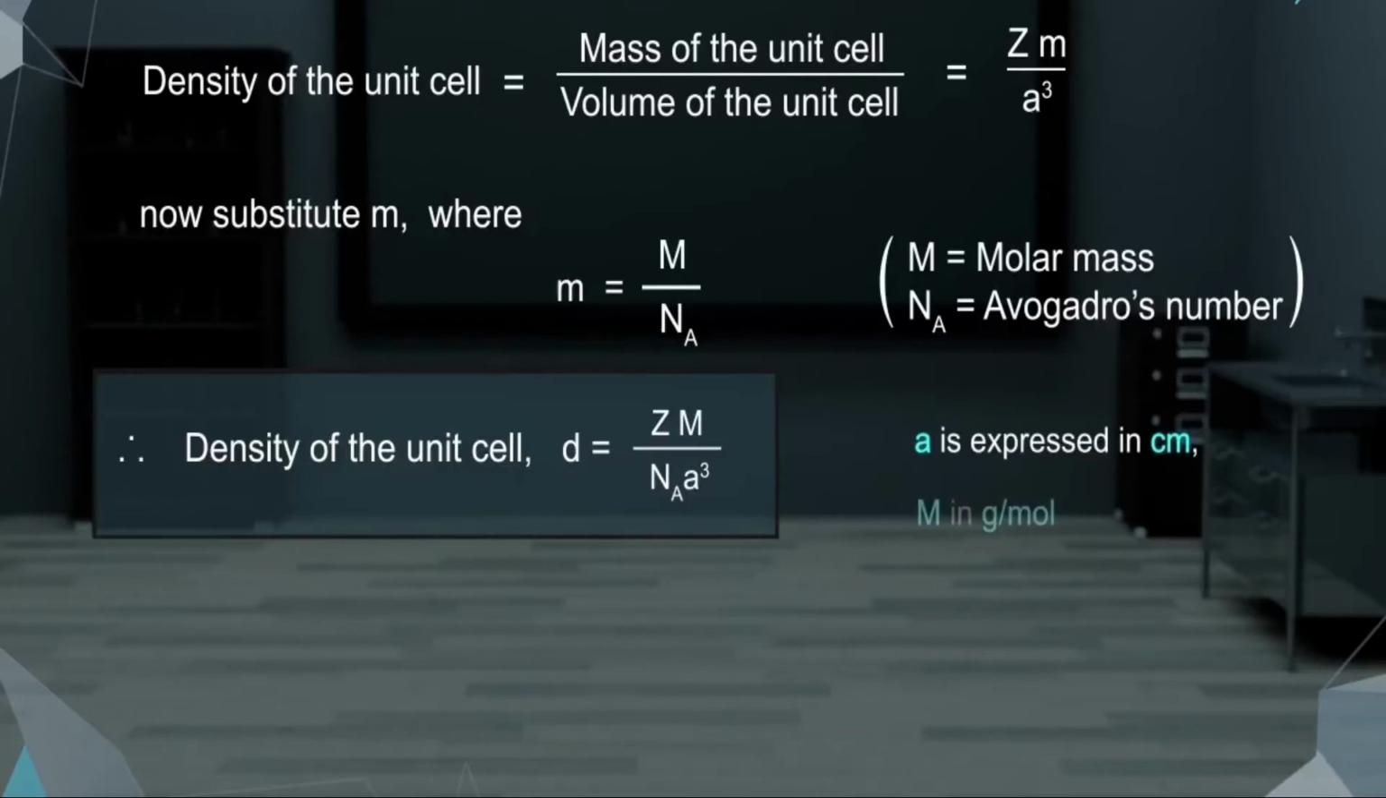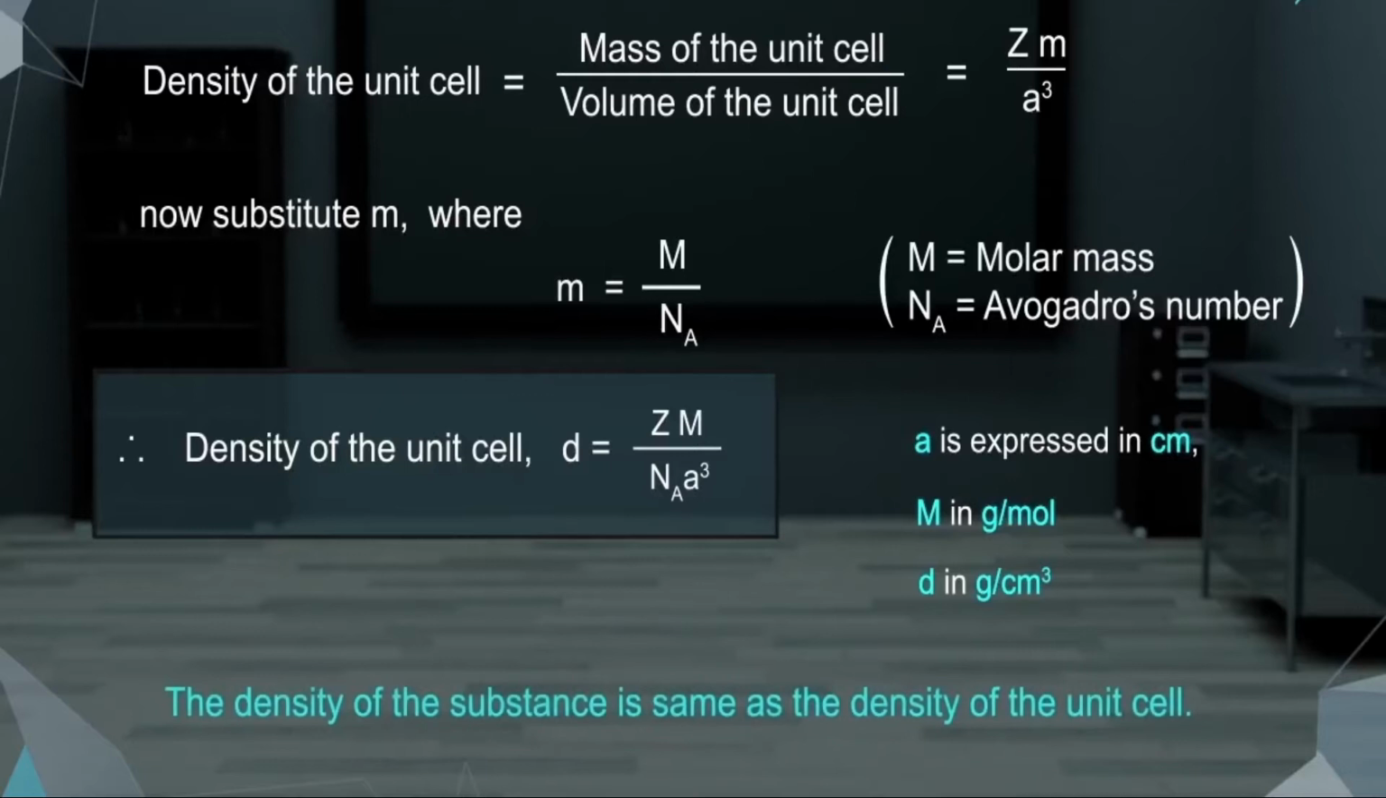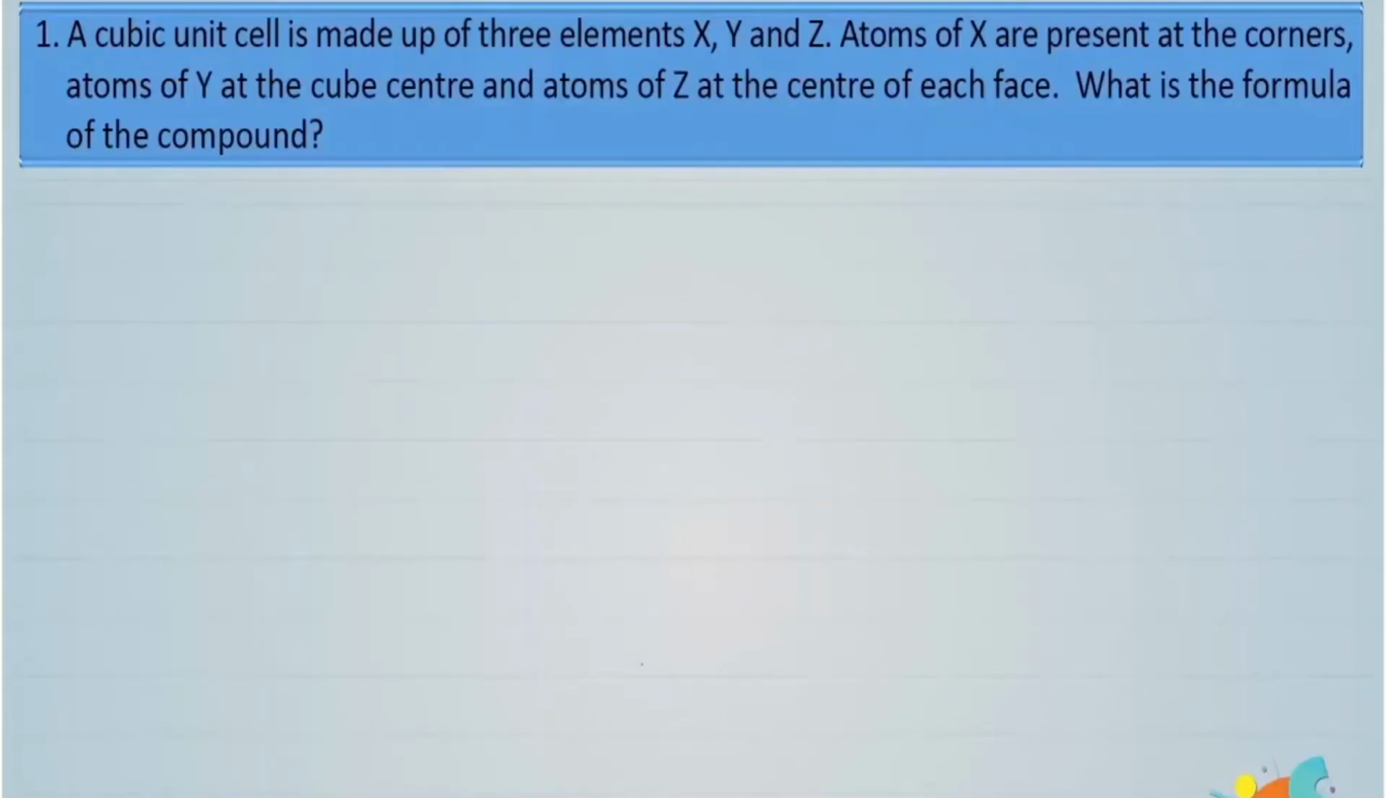Now a is expressed in centimeter, molar mass is expressed in gram per mole and the density is expressed in gram per centimeter cube. Now the density of the substance is the same as the density of the unit cell. Now let's solve the problems based on solid state. The first question goes in this way.